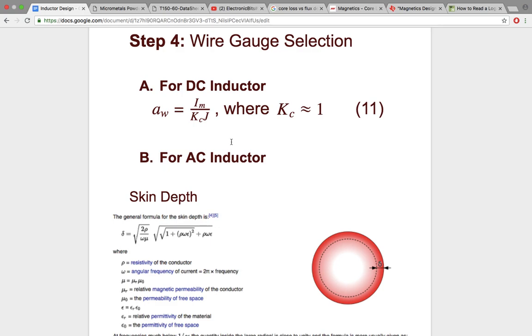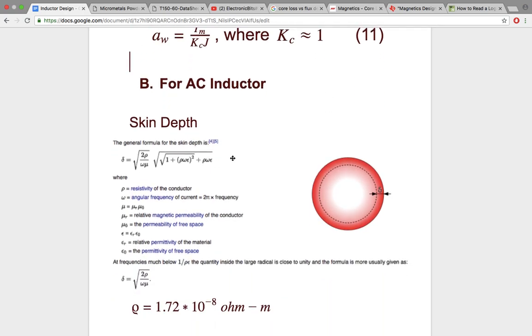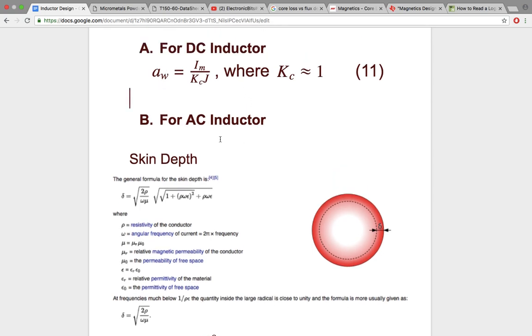Hence, we can simply calculate the required cross-sectional area of the wire using this formula, Im max divided by Kc times J. This will give us the cross-sectional area. Again, you can choose Kc as one. For the AC inductor, it's not as simple as this.